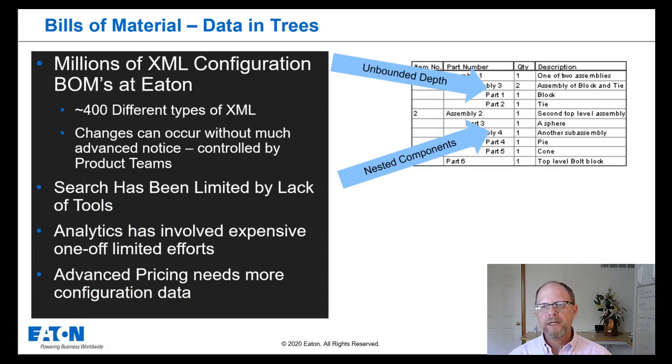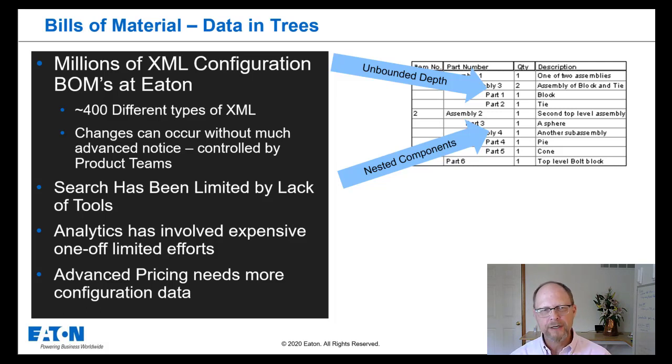Switching gears here, I'll talk a little about a different type of data that we have. I talked about the customer-facing data, or what I call that, and using a document model to hold that information. Another issue we have is bills of material at Eaton. We have a lot of them. We have a proprietary configuration tool at Eaton that we've had for many years, and it's very popular within Eaton. And over the years, it's grown and grown. We have 400 different types of possible XML configurations in that system right now.